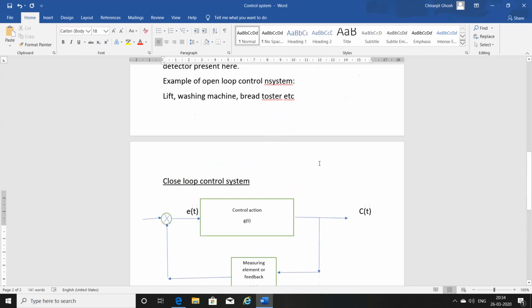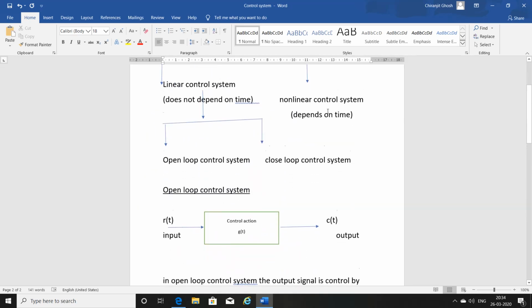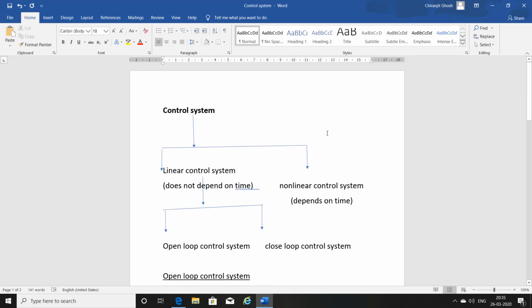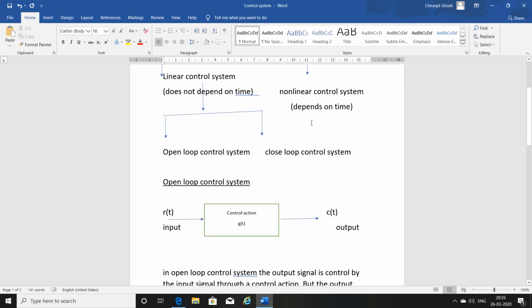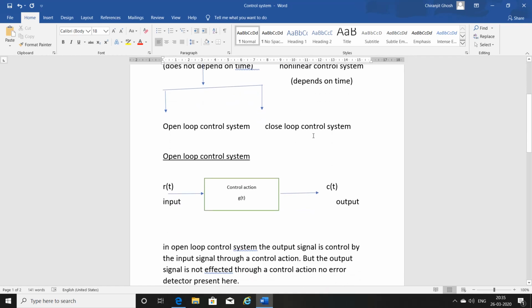So this is the concept of an open loop control system and a closed loop control system. To summarize, the control system has two types: linear control system and non-linear control system. A linear control system does not depend on time, and a non-linear control system depends on time. The linear control system is divided into two parts: the open loop control system and the closed loop control system.